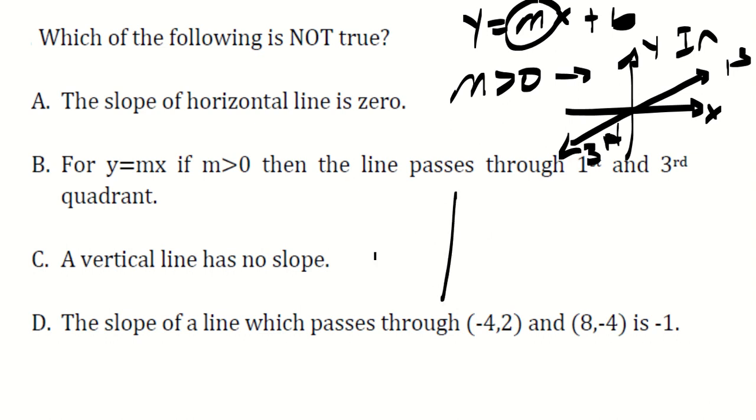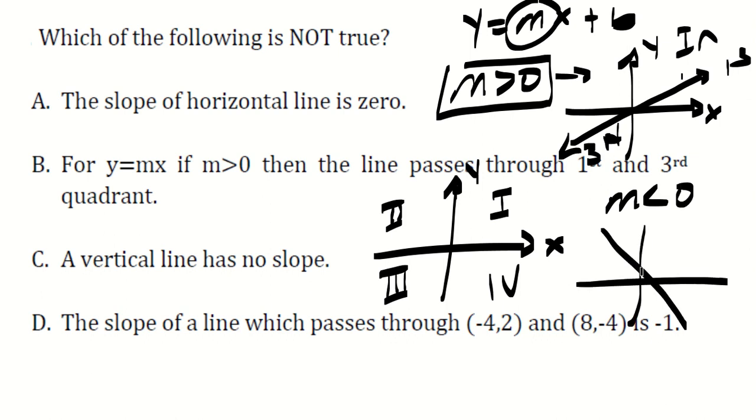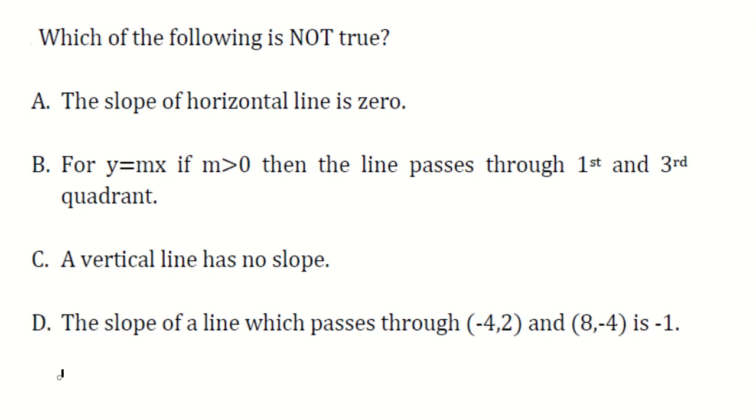By the way, in the xy coordinate plane, if this is x-axis, if this one y-axis, there are 4 quadrants. This is first quadrant, second and third quadrant here, and the fourth quadrant will be here. So if the slope is positive, the line passes through the first quadrant and the third quadrant. But if the slope is negative, the line will be slanted to the left. It will be decreasing. So it will be necessarily passing through the second quadrant and the fourth quadrant. So you need to remember those things also in detail. So which one of the following is not true?